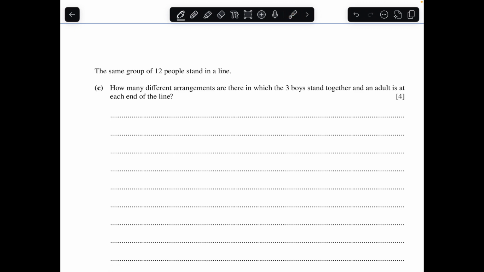Yeah. So how would we approach this? Let's think. So we have an adult at each end. And then the 3 boys are together. So let them be somewhere here. They could be anywhere. So we are now 12 people. So 12 minus 5, we are left with 7 people to arrange. So 1, 2, 3, 4, 5, 6, 7. So 7 people to arrange. So 7 plus the boys together. Can we count this as 8 then? So total 8 items to arrange. So that can be done in 8 factorial ways.